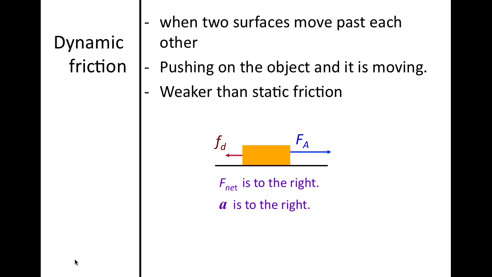So dynamic friction is when two surfaces move past each other. When you are pushing on an object and it is moving, the object is under dynamic friction. It has dynamic friction. Dynamic friction is weaker than static friction, as was seen in the last graph. And down here, you'll see a free body diagram where the friction force for the dynamic friction goes in one direction, and the applied force is greater than the friction, so the net force is moving the object to the right, and acceleration is also experienced.